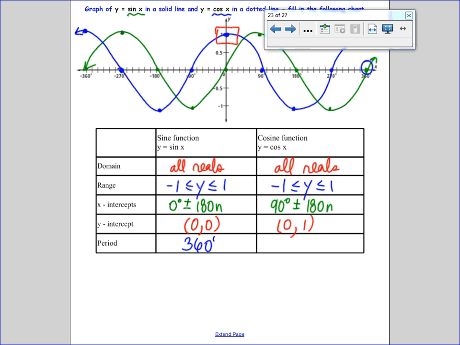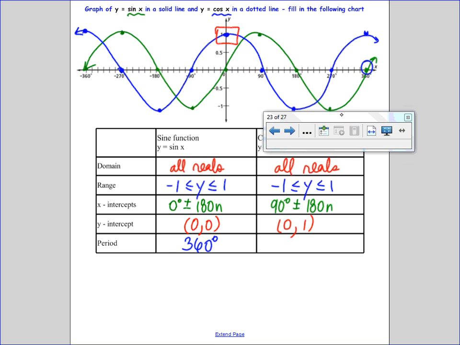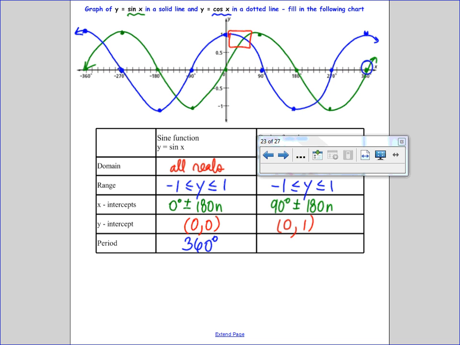How is that different with the cosine function? How long does it take the cosine function to complete one full cycle? Well, let's see. We can start at any point we want, but if I start at this key point that I already have squared here, how long does it take to get back up to that key point? Well, by golly, again, it looks like it takes 360 degrees. So the period of each of these parent functions is the same, and that's 360 degrees.